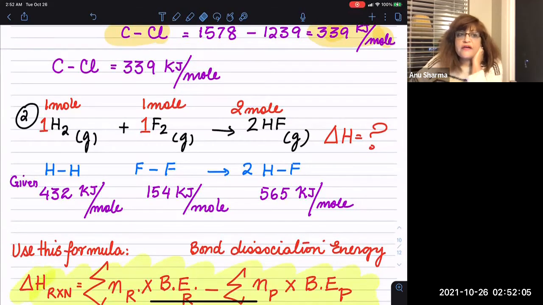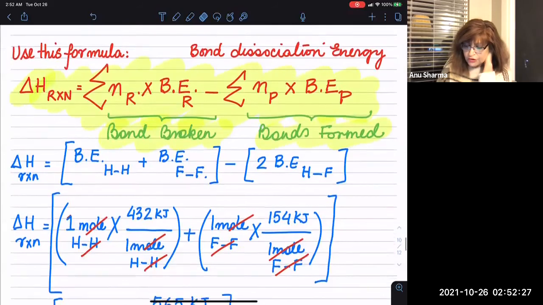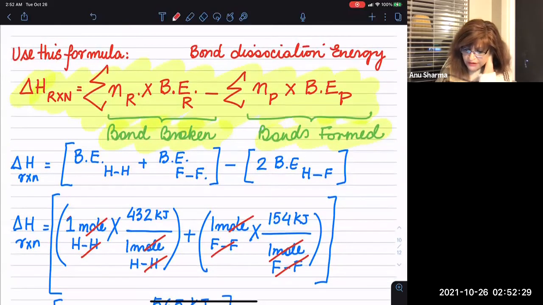The bond energy present inside the hydrogen bond is 432 kilojoules per mole. Fluorine is also known, 154 kilojoules per mole. Hydrogen fluoride is also known, 565 kilojoules per mole. But there are 2 moles of hydrogen fluoride, so we have to multiply that. But we are going to use the formula. And what is that formula?